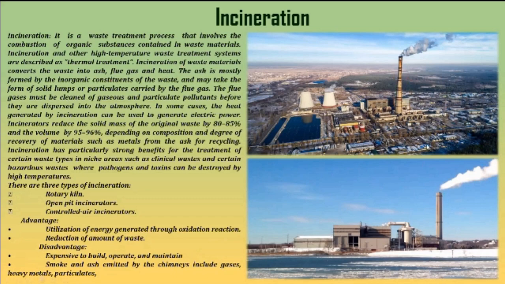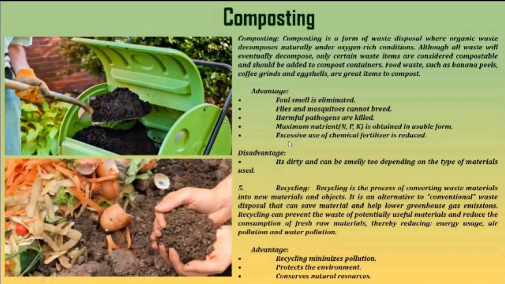Now 3 processes are over. Our 4th process, the last but not least, is composting. Okay, right. Now what basically is the process of composting? Composting is basically the process of making manure, right? Manure, which is also called compost, using used materials like vegetable peels and all. Okay, now composting is a form of waste disposal where organic waste decomposes naturally under oxygen rich conditions, right?